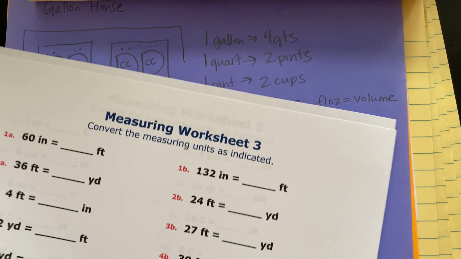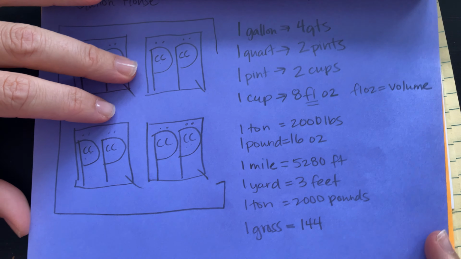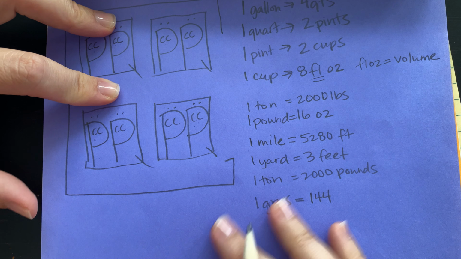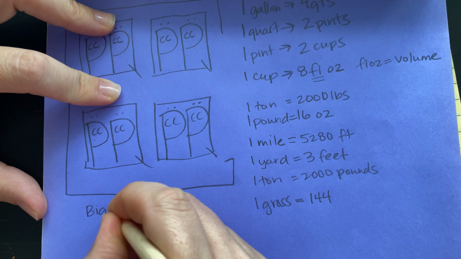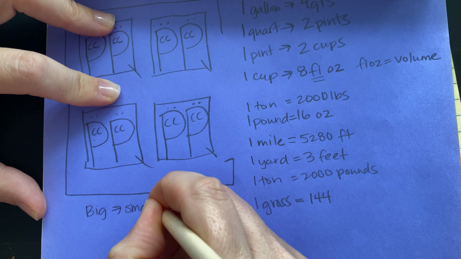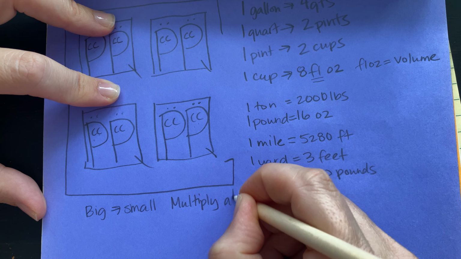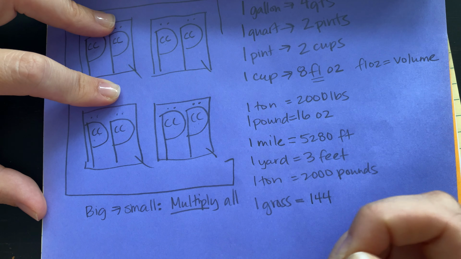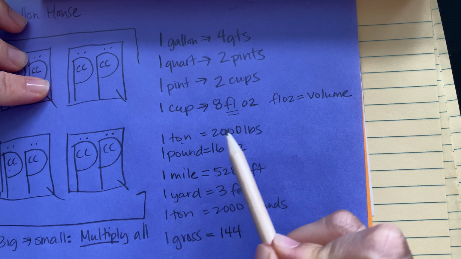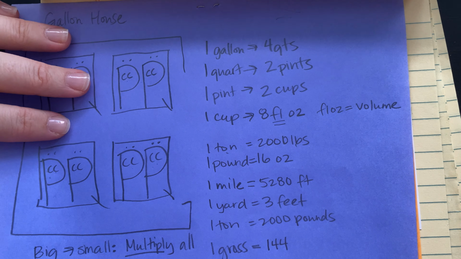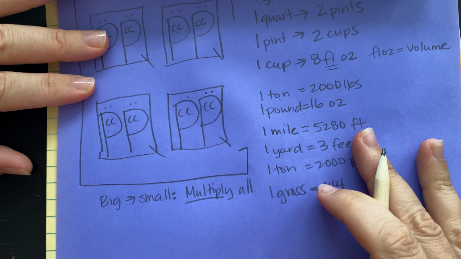All right. So there's a little rhymey thing to help you remember when you're converting measurement. And I'm just going to write it on my notes with my units here. And the rule is big to small, you multiply all. So if you're going from a large unit, such as a ton, to a smaller unit, you are going to multiply. And I'm going to show you how to do that in just a second. So big to small, multiply all.